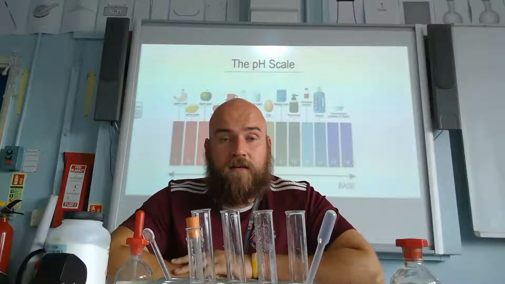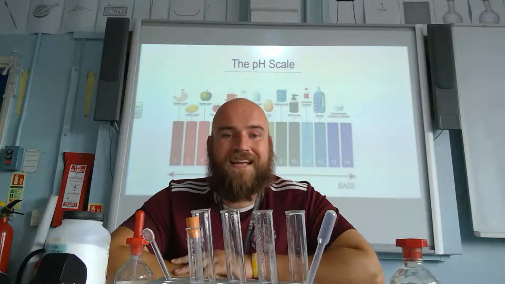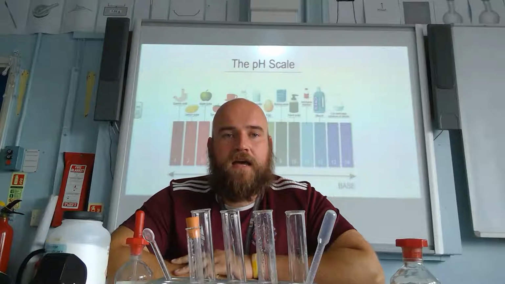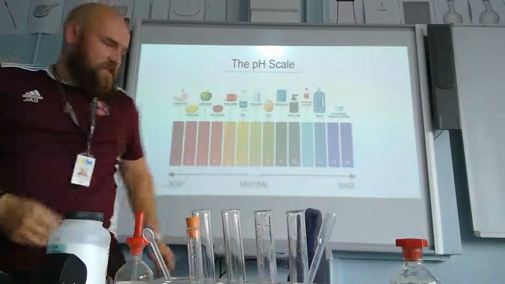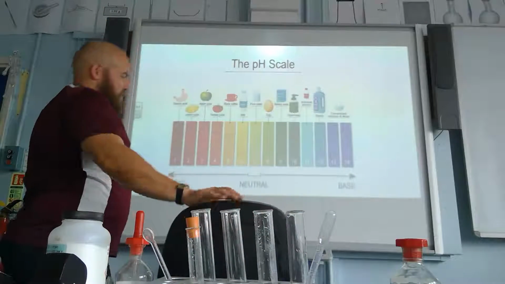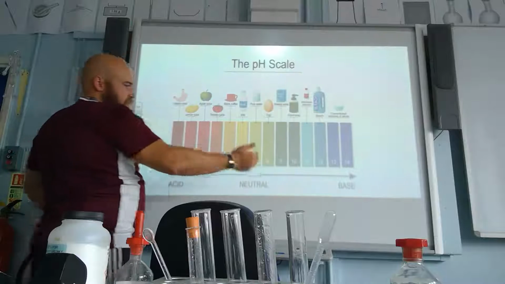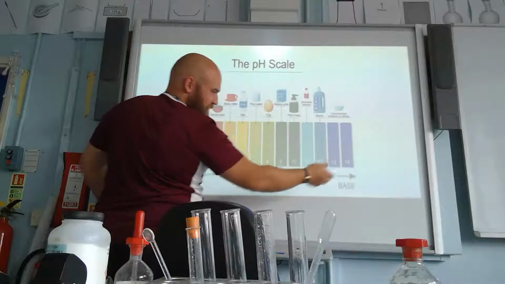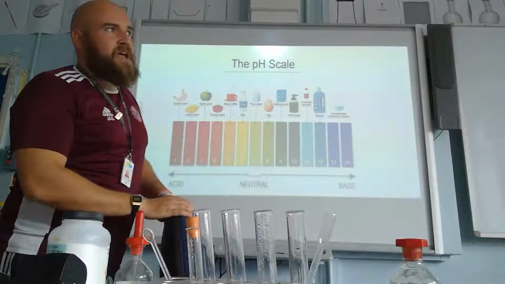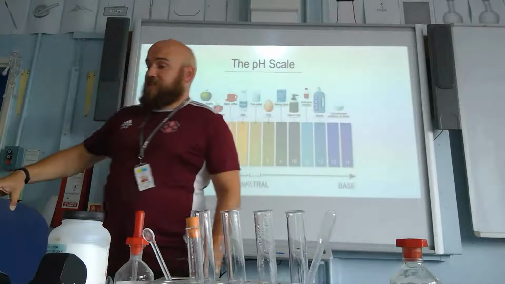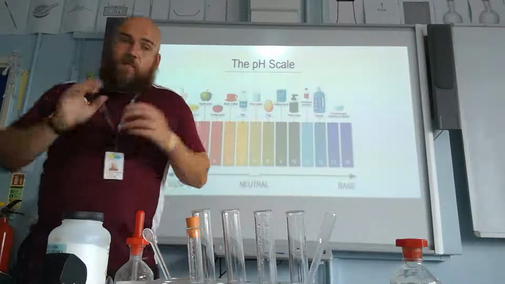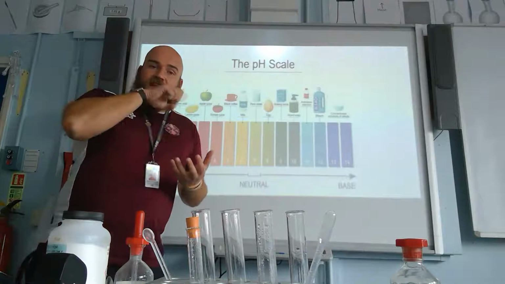So we're going to look at strong and weak acids today. So we've got the pH scale behind us. Quick recap: acids are lower than 7 and alkalis are above 7, or bases. Remember the difference between a base and an alkali is that an alkali is just a soluble base. So it's something that will react with an acid that dissolves in water.